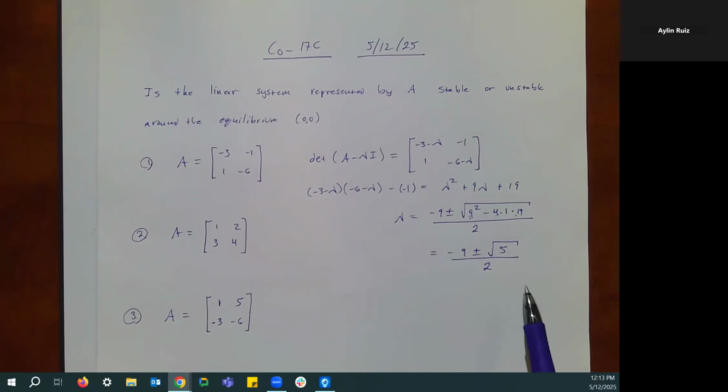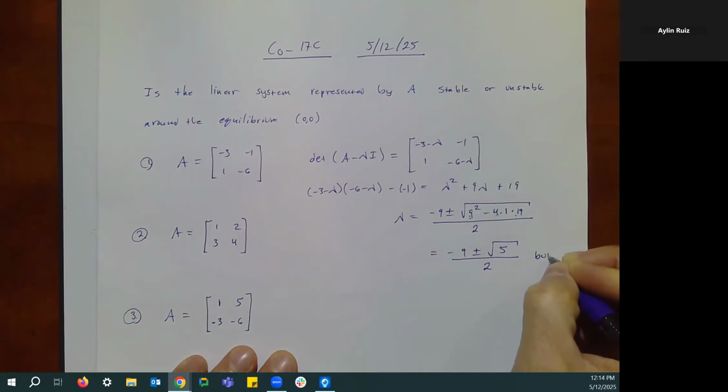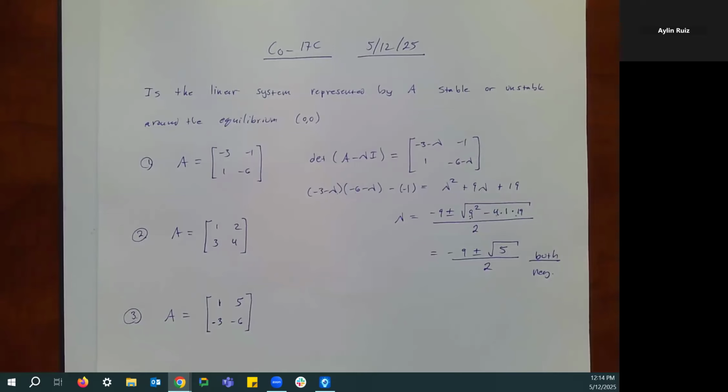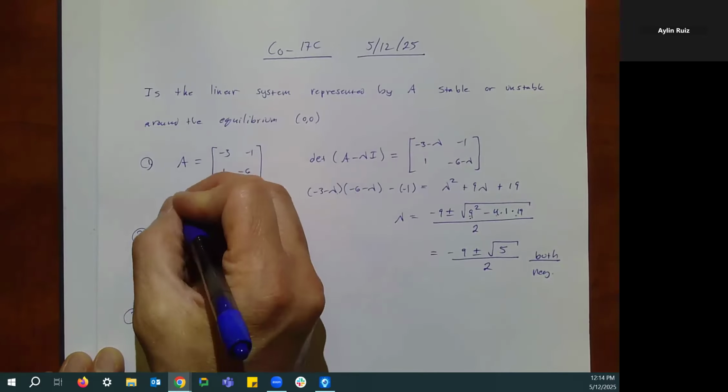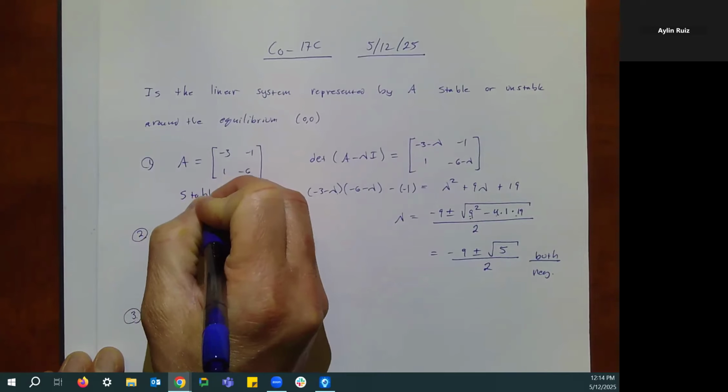So at this point, we can see that both eigenvalues have to be negative. -9 plus root 5 is certainly negative. -9 minus root 5 is definitely negative. So these are both negative, which means we have stability. You could think about the fact that we have a stable node, if they're both negative and real, but really we just need to know that we have stability here. So for this matrix, we have a stable equilibrium.